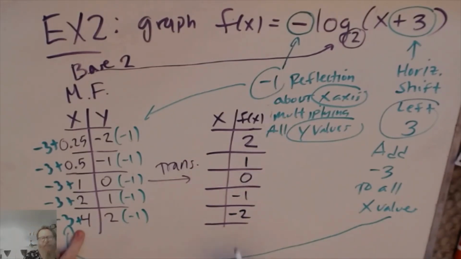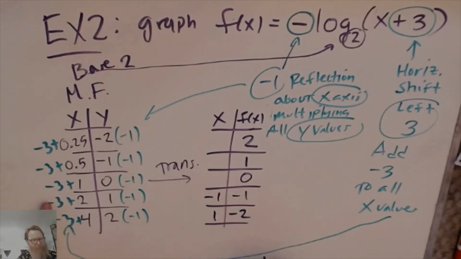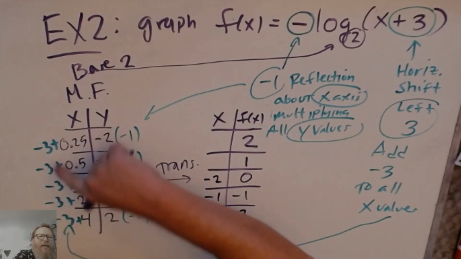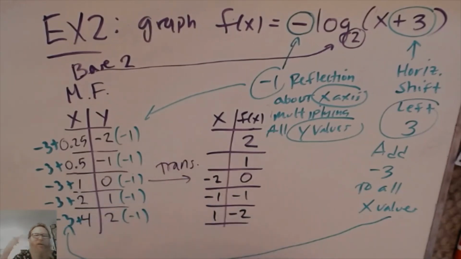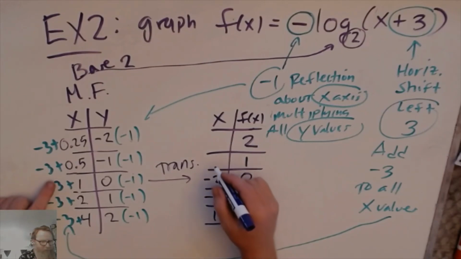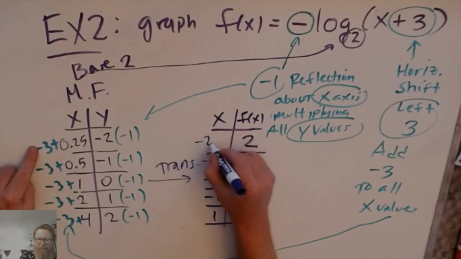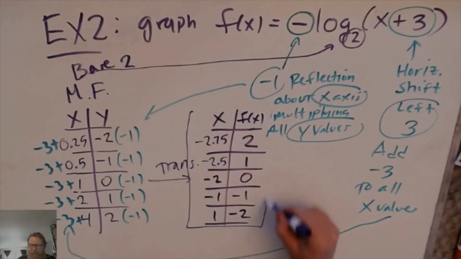The x's are not difficult. You just have to be careful. -3 plus 4, that's 1. -3 plus 2, that's -1. -3 plus 1, that's -2. You probably know what I'm going to say, the most common mistake, a sign error. Yeah, you'll get too comfortable, you'll add a negative, and you'll go the wrong direction, and you'll get the wrong value. So -2.5 and -2.75. So these are the points I'm actually going to plot.